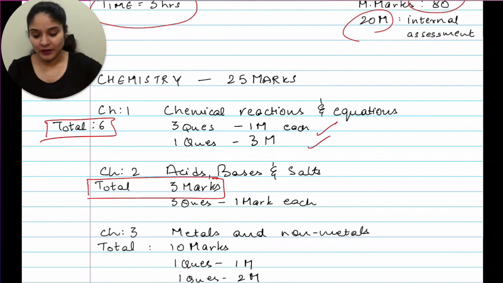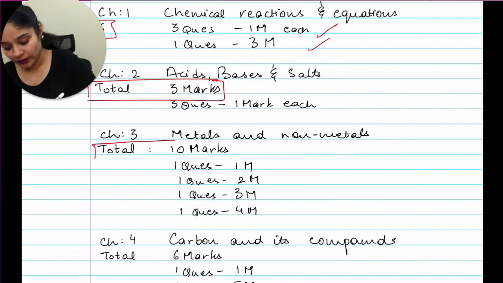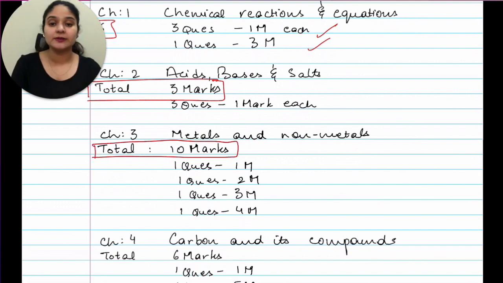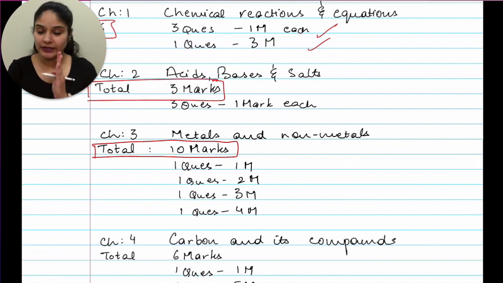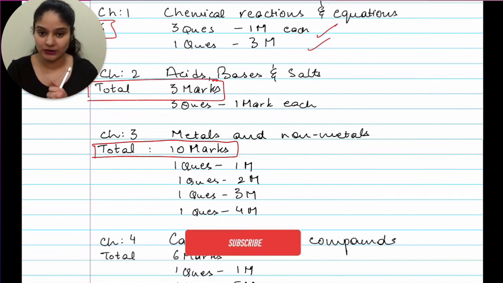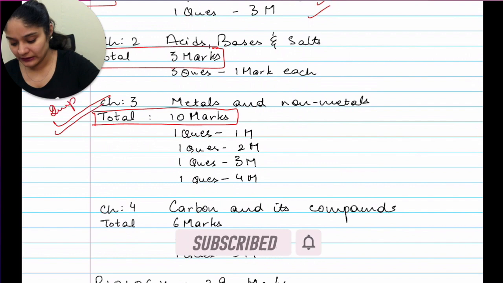Moving on, we have metals and non-metals. That's a good marking of 10 marks. So it's an important chapter. You're going to get 1 question of 1 mark, 1 question of 2 marks, 1 question of 3 marks and 1 question of 4 marks. That means this chapter would be visible in the question paper and you would frequently come across questions from it. So metals and non-metals, an important one.